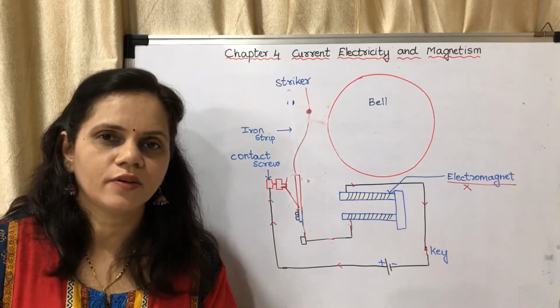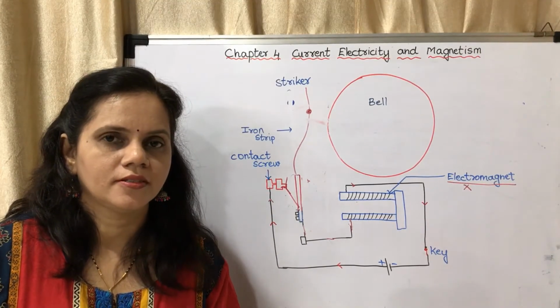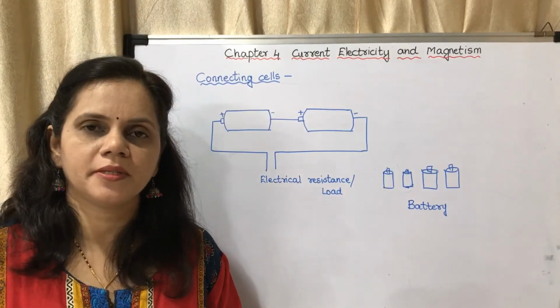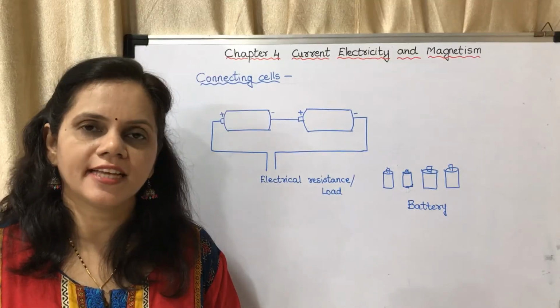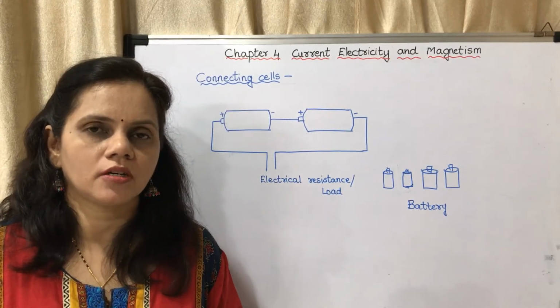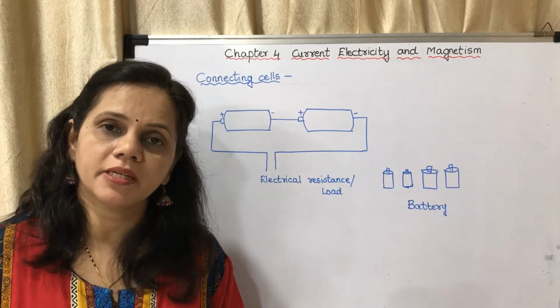Now I have left one part of the portion in your textbook. I'll teach you that now. I had left this part on page number 25. That is connecting cells. How to connect the cells. Now you studied about the different types of cells: dry cell, lead acid cell, nickel cadmium cell.